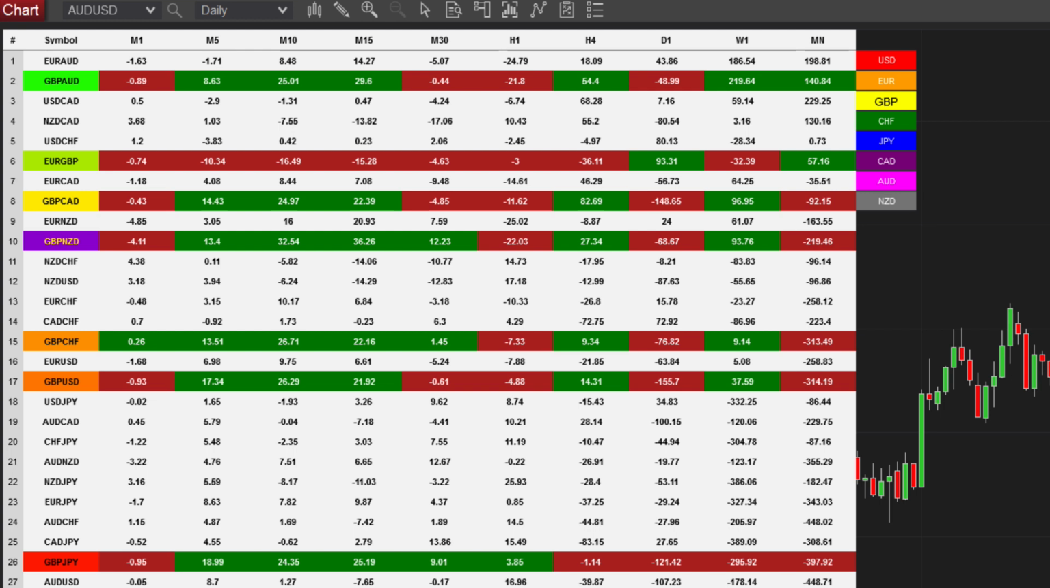Now, one of the great ways of using the heat map is to actually use it in a very similar way to one might apply a tactic to the currency strength indicator, where you're looking at extremes, for example.